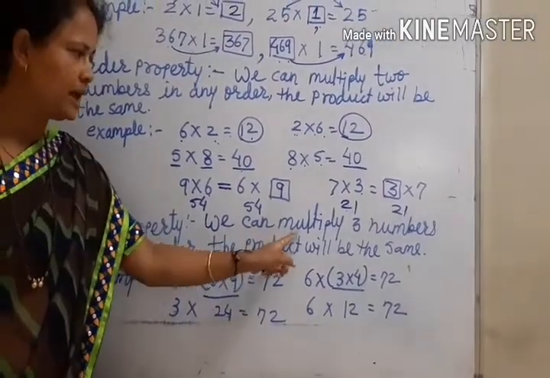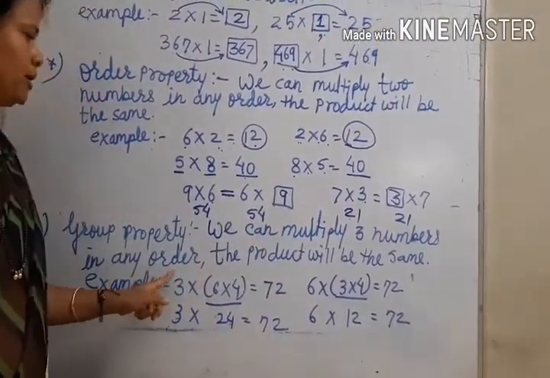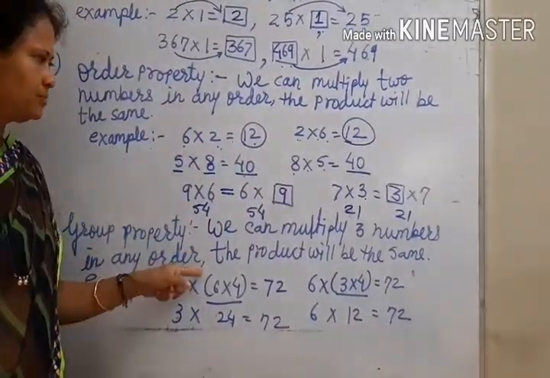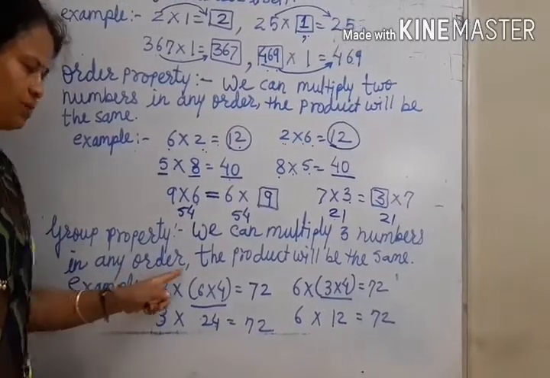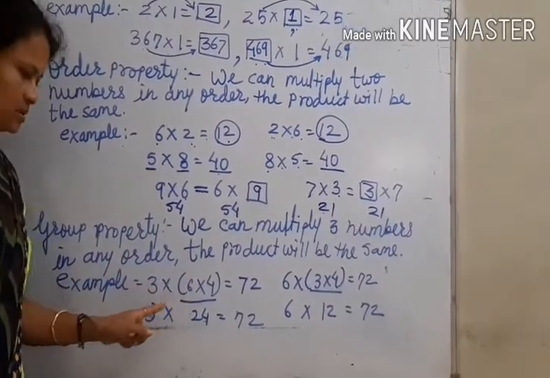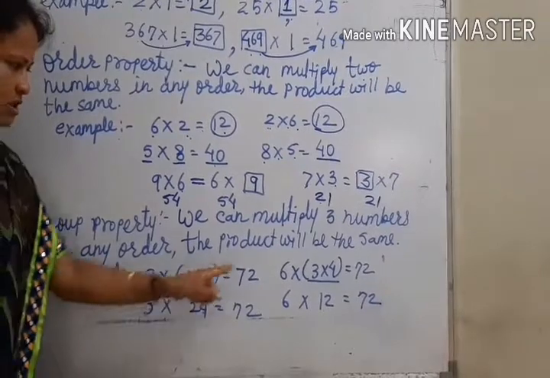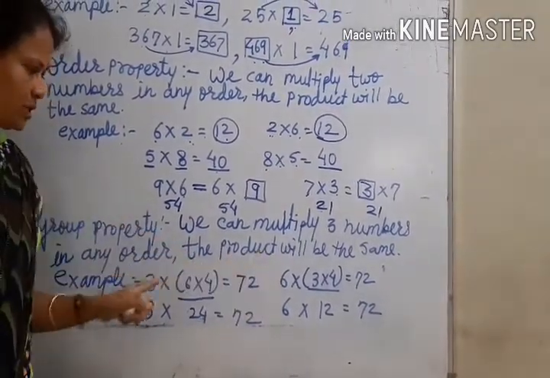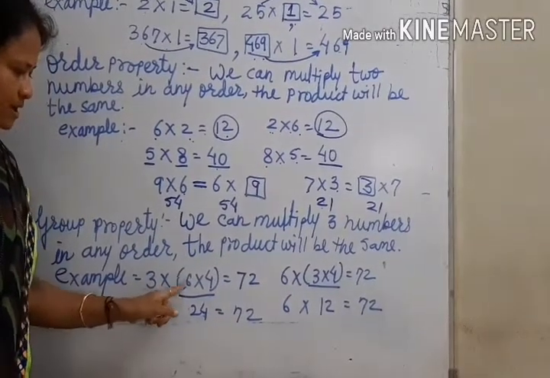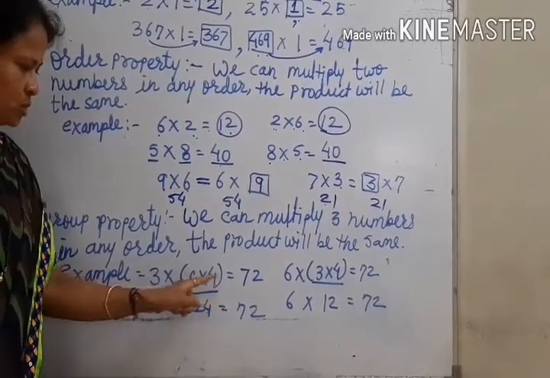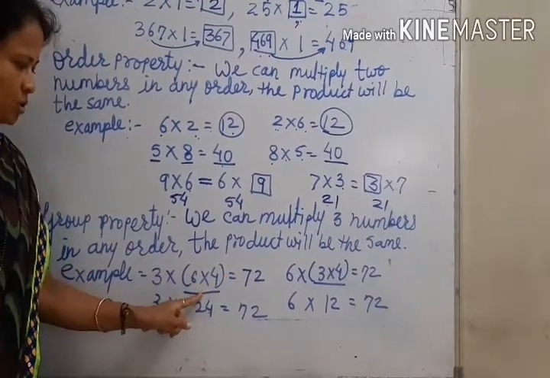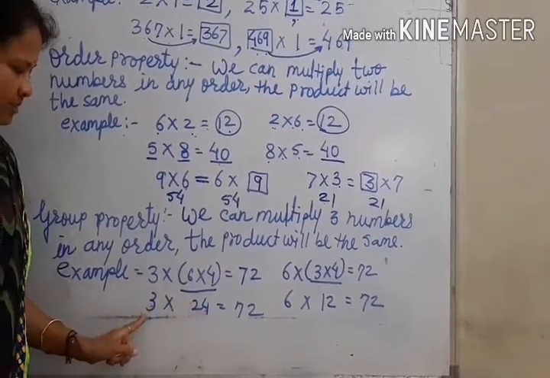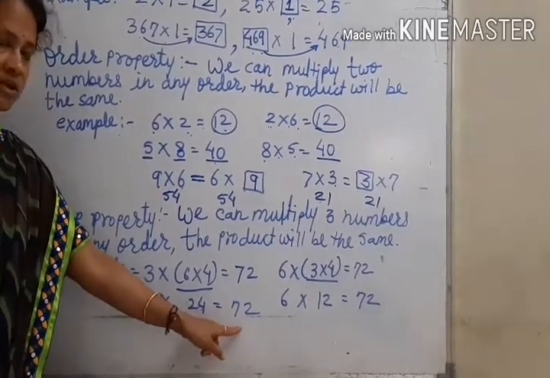We can multiply 3 numbers in any order. The product will be the same. Same like order property, we can change the order of 3 numbers also and still we will get the same answer. These 2 examples we have written here. By changing the groups and order of the numbers, 3 multiplied by, here the group is 6 into 4. Whatever is given in the bracket is called a group and we have to multiply that first. 6 4s are 24. 24 multiplied by 3, the answer we got is 72.